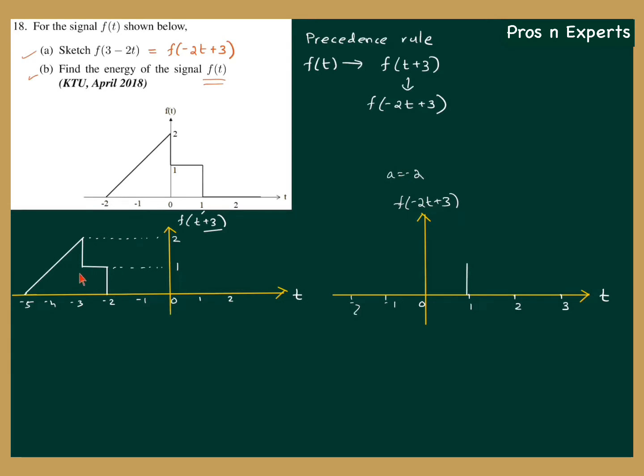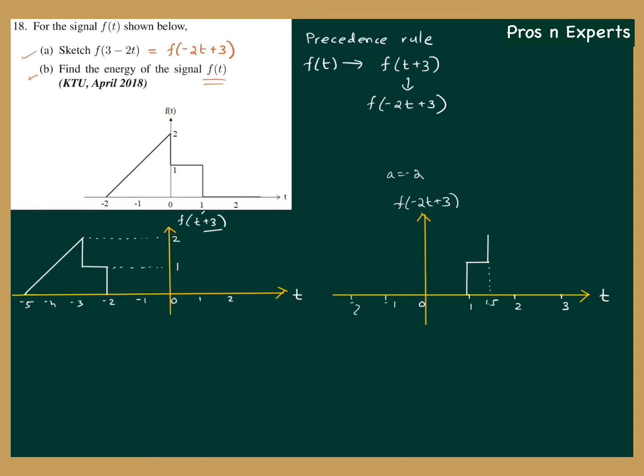Now this interruption is at minus 3. So we have to divide it by minus 2, because minus 2 is the scaling factor. So minus 3 by minus 2 gives plus 1.5. So this interruption is at plus 1.5. So there is some more here, 1.5. Okay, so that is at 1.5.